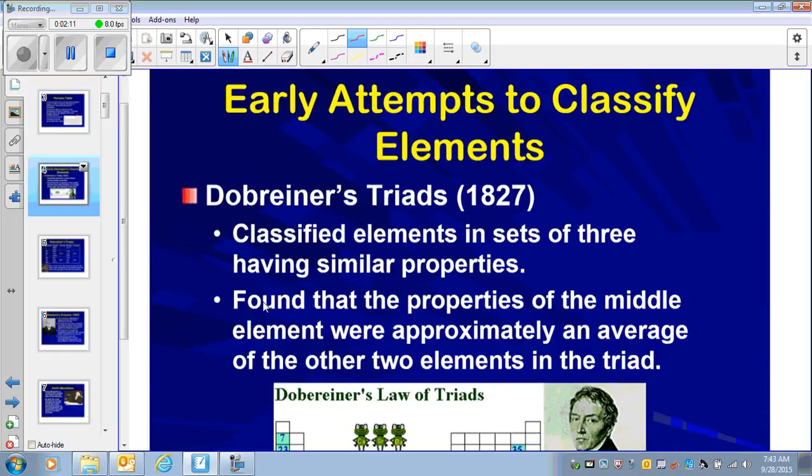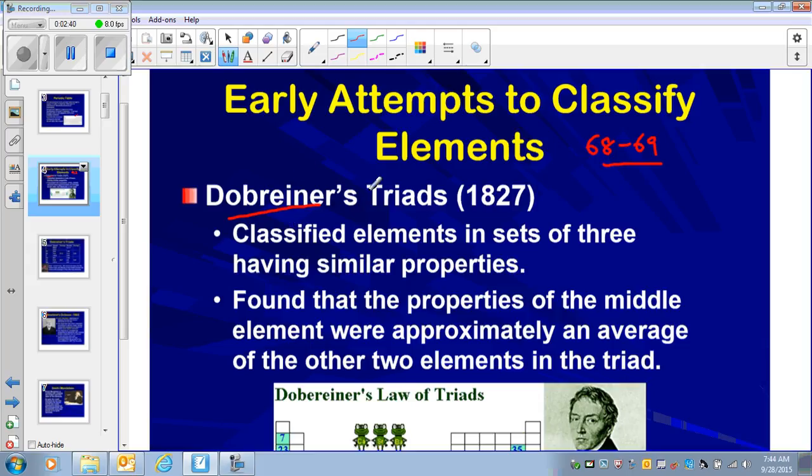The very first scientist who ever attempted or even thought of putting the elements together was Dobereiner. In your book, this information that I'm talking about is on pages 68 and 69. So I suggest that you go to pages 68 through 69, read it, and you will see a little bit of further details in reference to these scientists.